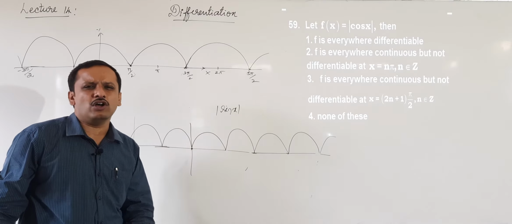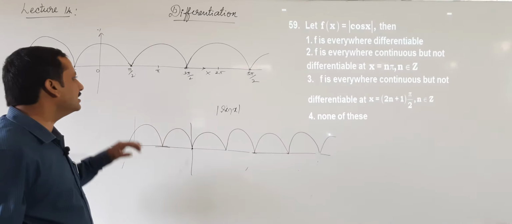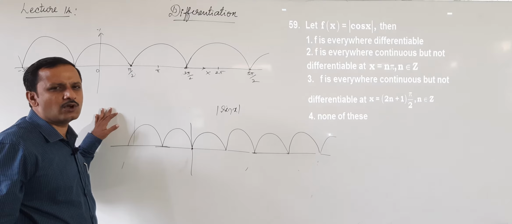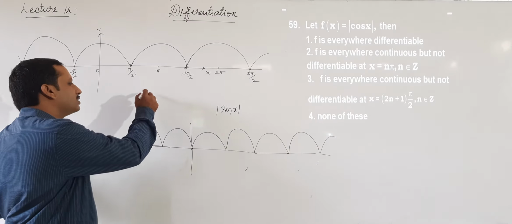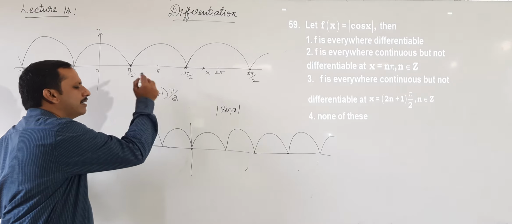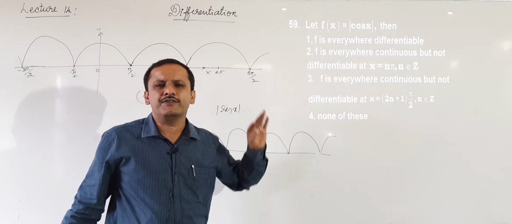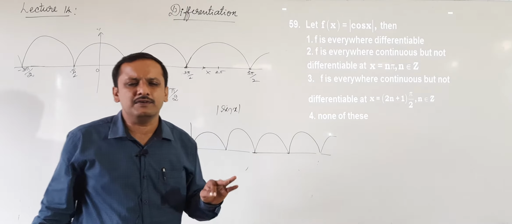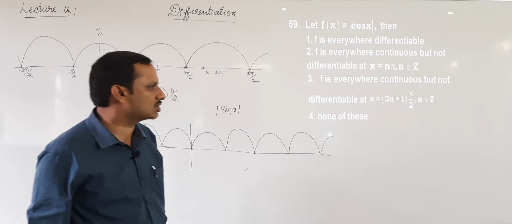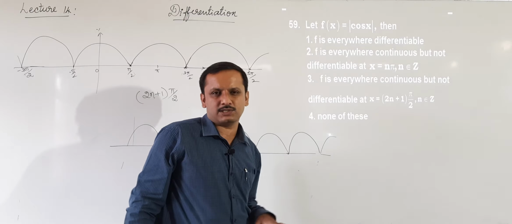Okay. So, at all odd multiples of pi by 2 there is a sharp edge, that means the function is not differentiable at all odd multiples of pi by 2. Odd multiples of pi by 2 can also be written as 2n plus 1 into pi by 2. So, the function is not differentiable at x equal to 2n plus 1 into pi by 2, where n belongs to Z, and it is continuous everywhere. So, third option is the correct answer.